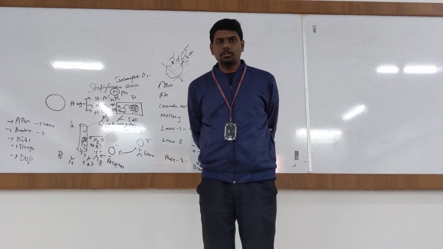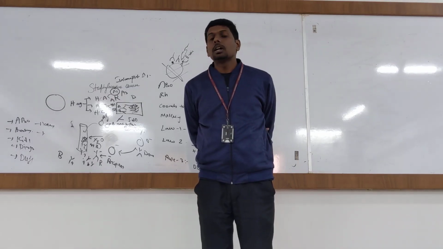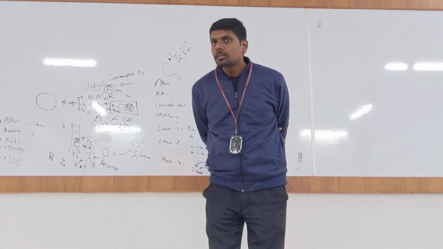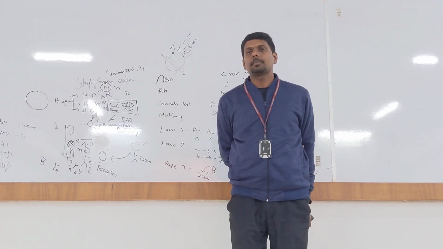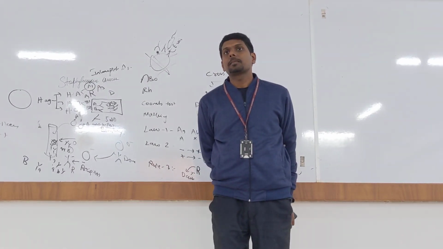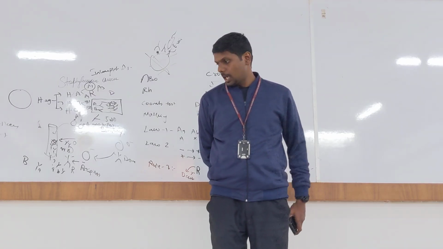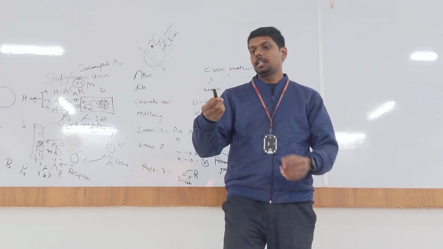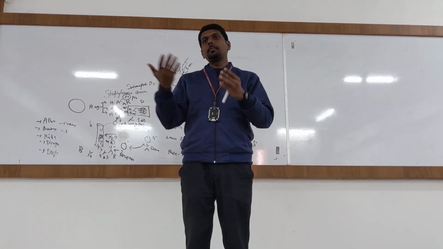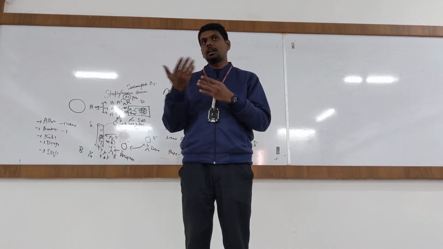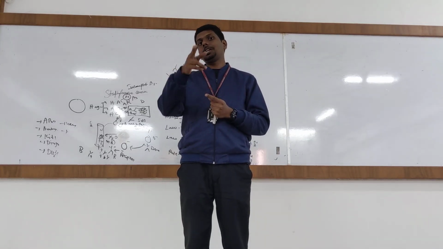Next: list two common sources of errors in blood banking. What is the answer? Clerical error and technical error. What is an example of clerical error? Mislabeling of samples, mismatched blood transfusion, or testing an unidentified patient. That is clerical error.